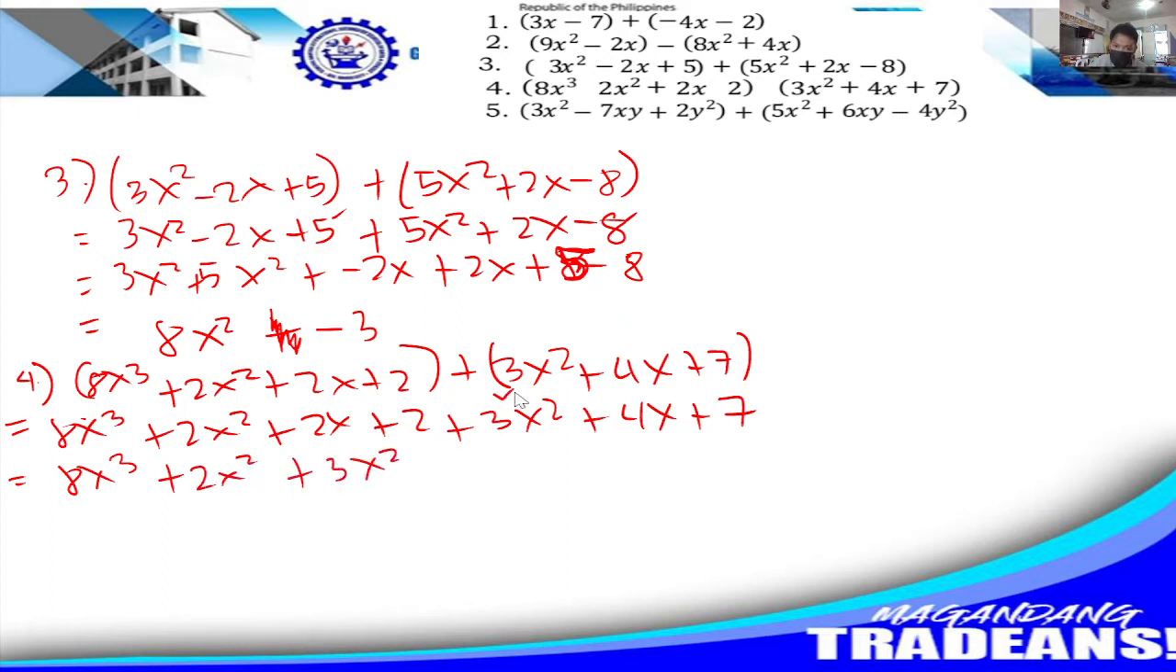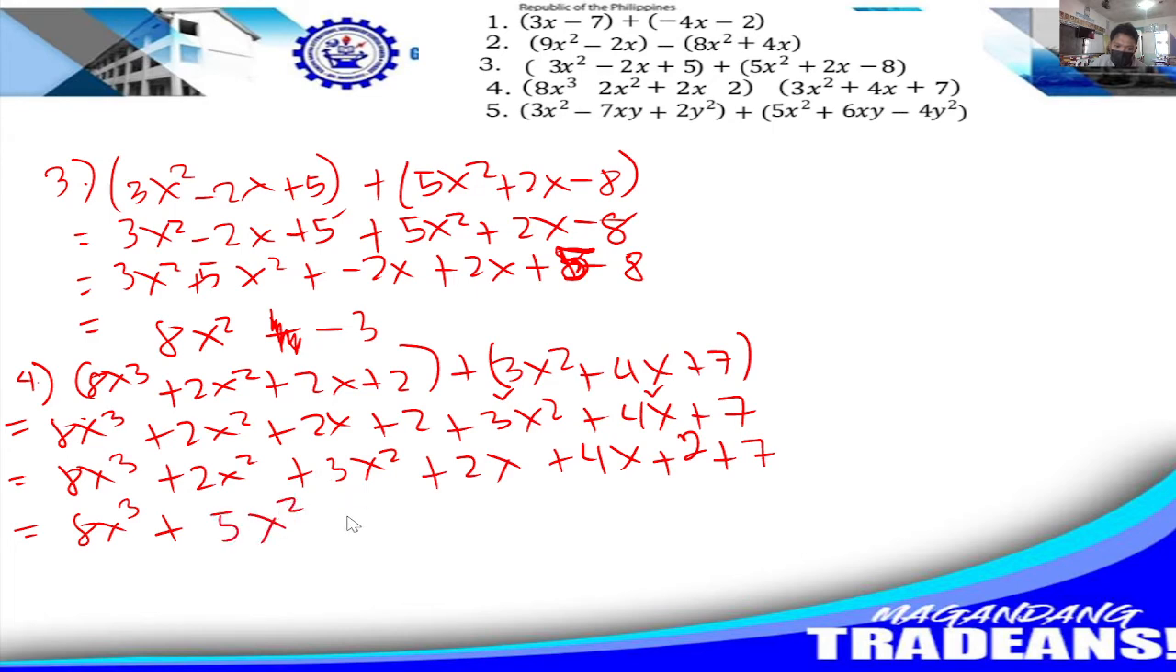Ito po. Si 2x naman po, asan ang kagrupo niya? Si 4x. Yan po. Plus 4x. Si 2 naman po ang kagrupo niya, si 7. Plus 2 plus 7. Then, since walang kagrupo si 8x cubed, bring it down. Si 2x squared, may kagrupo siya si 3x squared. 2 plus 3 magiging 5.